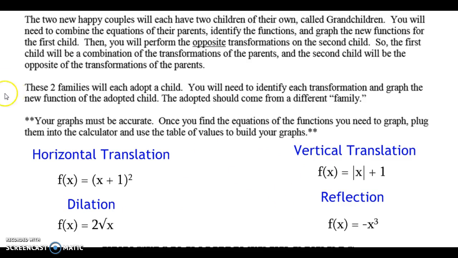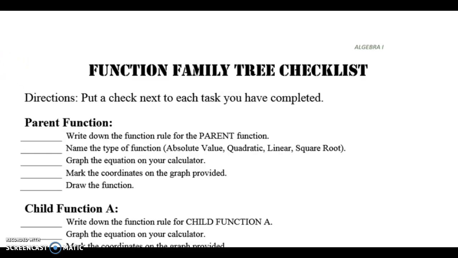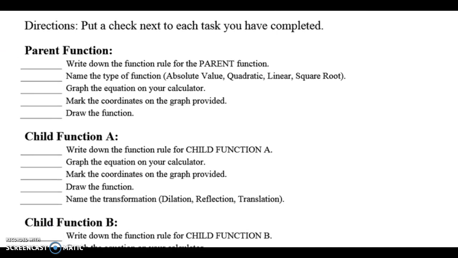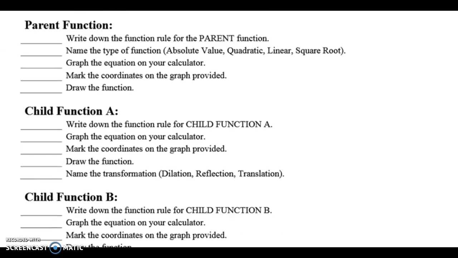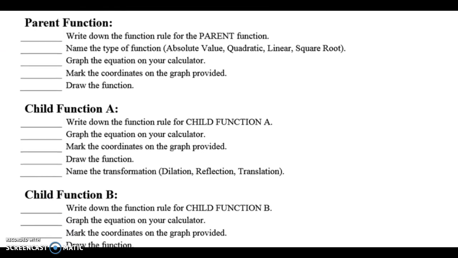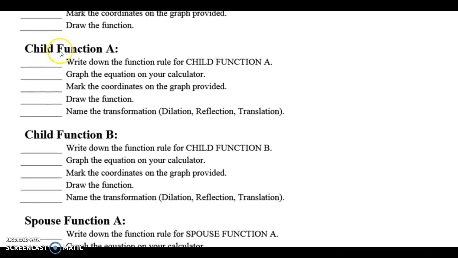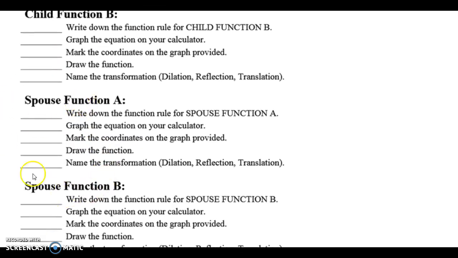If you're not sure what needs to be on your project, you can go to the page that says Function Family Tree Checklist. It has quite a lot of things that you have to take care of, but all of those things are listed. Keep in mind that the child function A, child function B, and also spouse function A, spouse function B, those are the four functions that you need to determine your own transformations to, similar to what I just showed on the previous page.